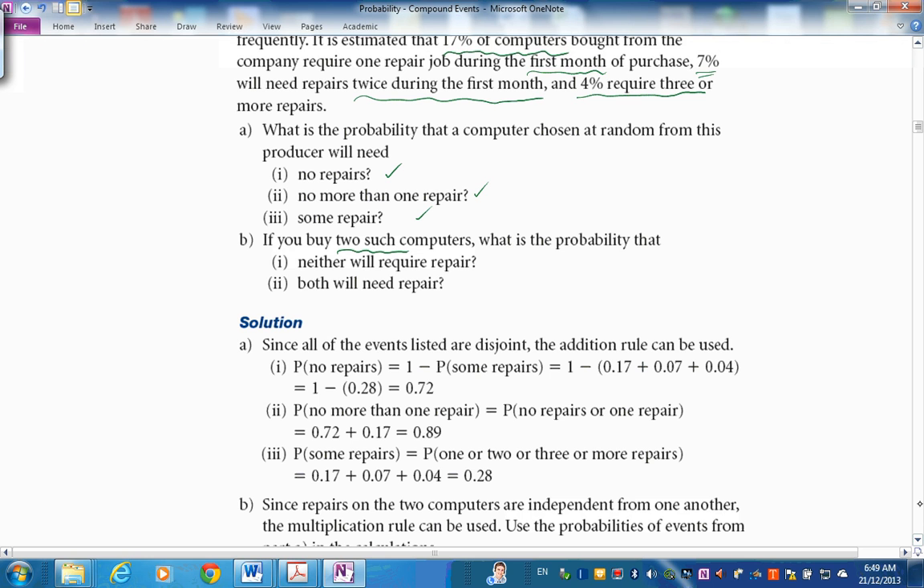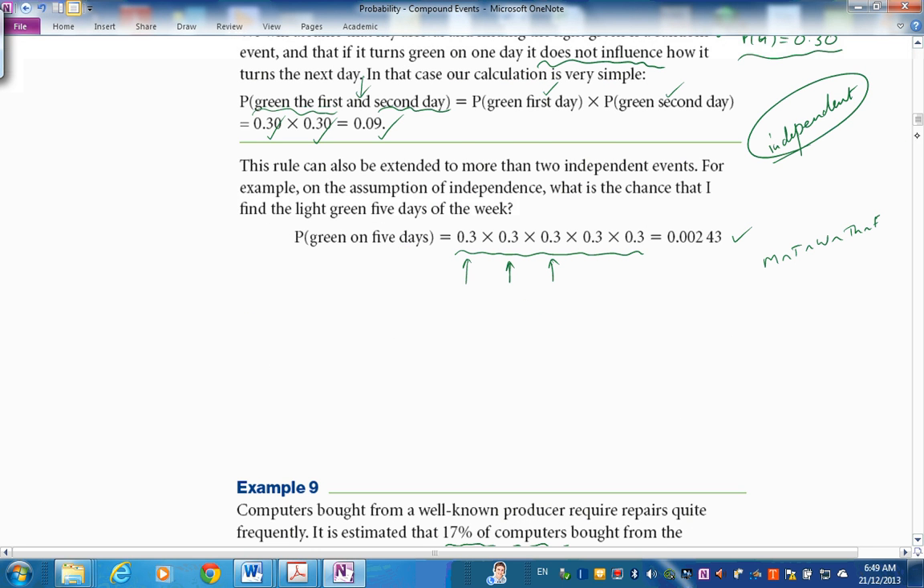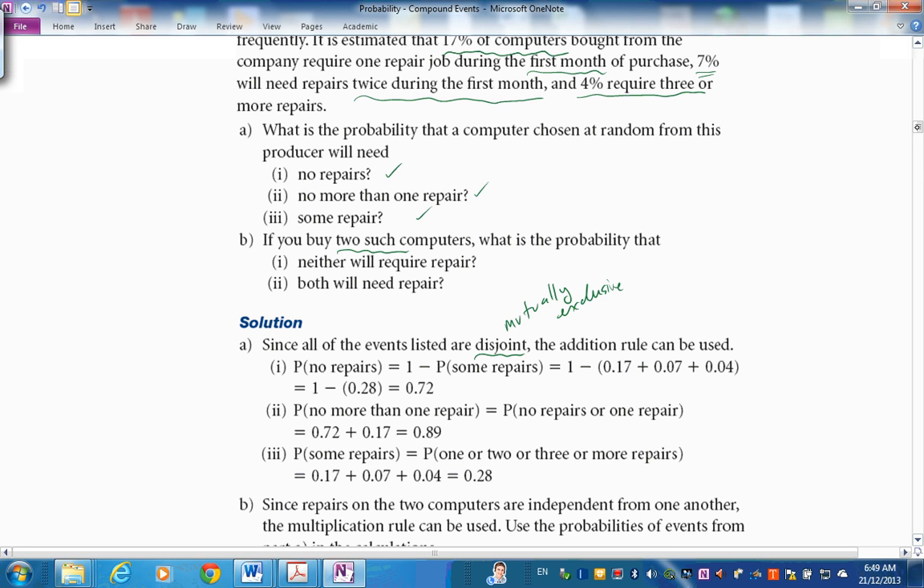All the events listed are disjoint. You can't have the two together, or mutually exclusive, as the IB tends to use. Okay, so you can't get overlap here. Okay, so 17% bought from the company require repair in the first month, and then twice or 3 times. So they're in one group or the other. All right. What could we say here?